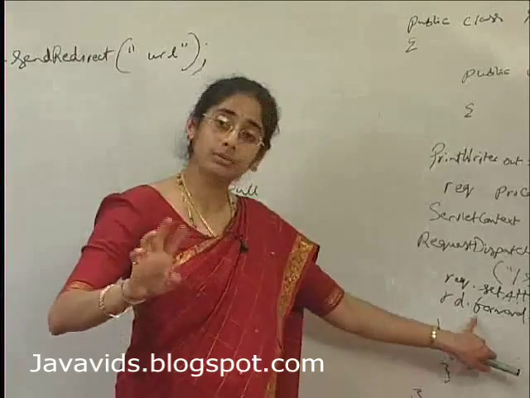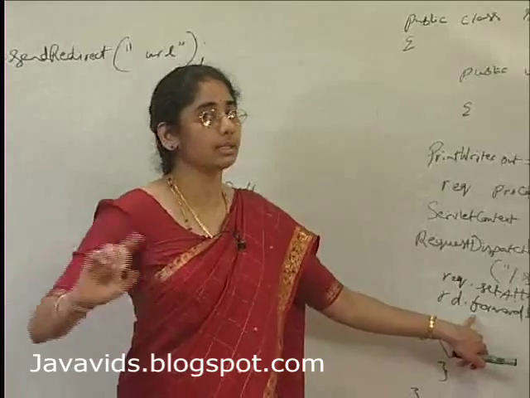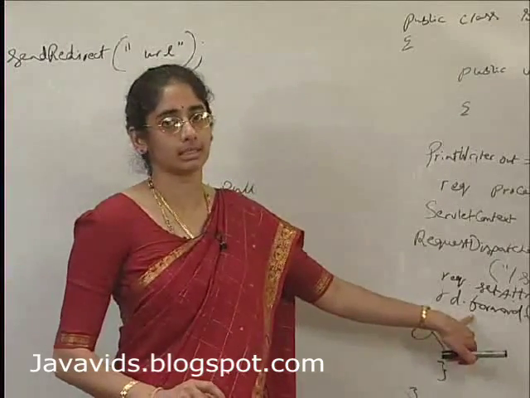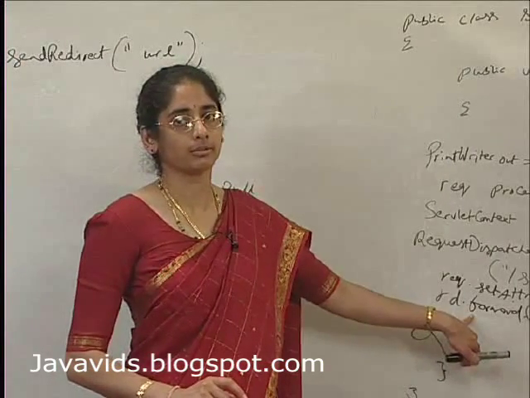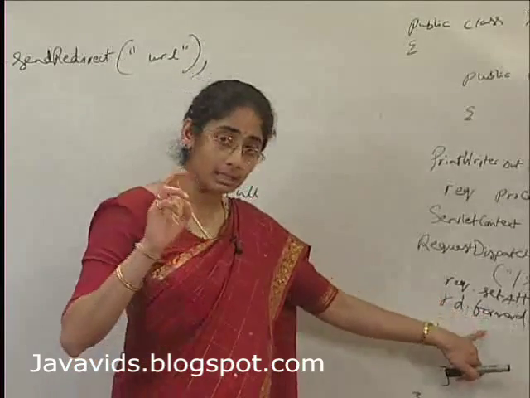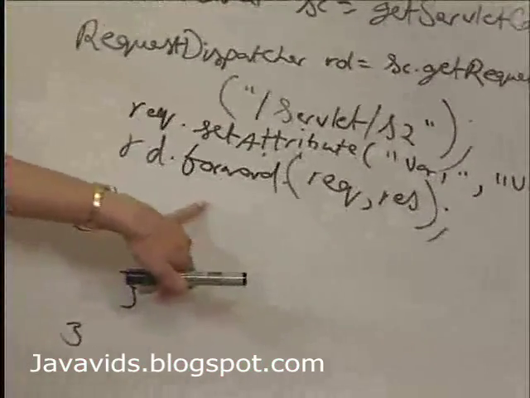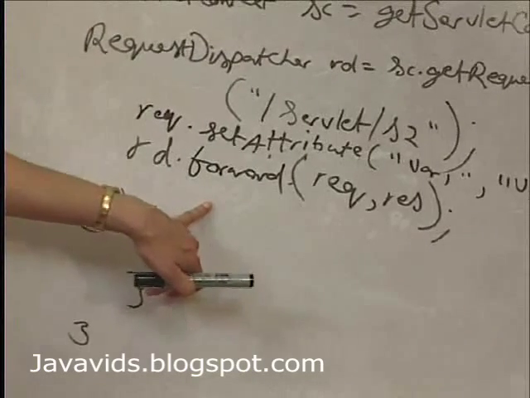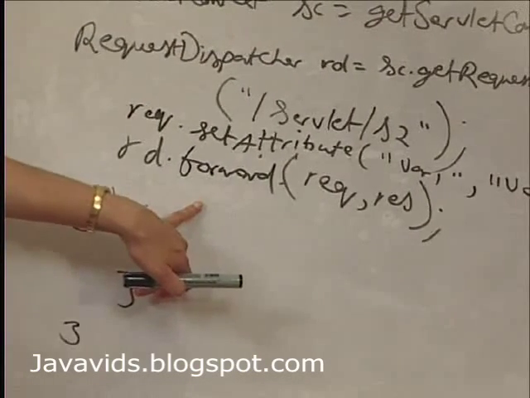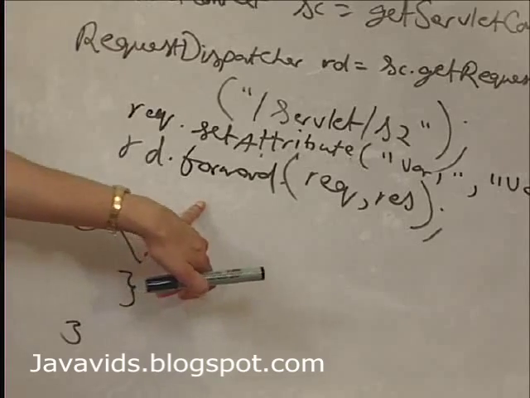The forward happens from one page to another page. It does not come back to the client in between. So it's having the same request object. It's within the same client request. You're making a call to another page, and it occurs at the server side itself.